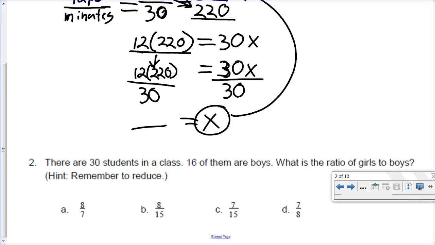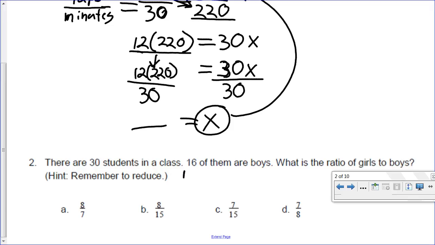Ratio of boys to girls. Okay, there are 30 students in the class. 16 of them are boys. What is the ratio of girls to boys? Okay, so if there's 30 students and 16 of them are boys, that means the rest are girls. So all we got to do is subtract 16 from 30. So you can do that on your own, but you'll come up with 14, I'm fairly certain.